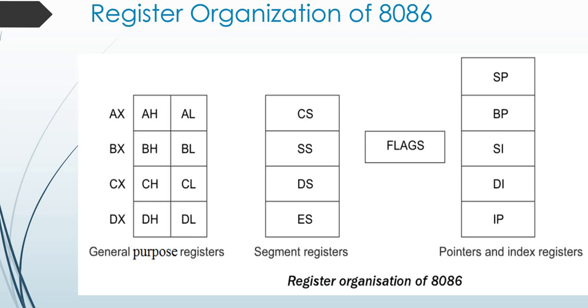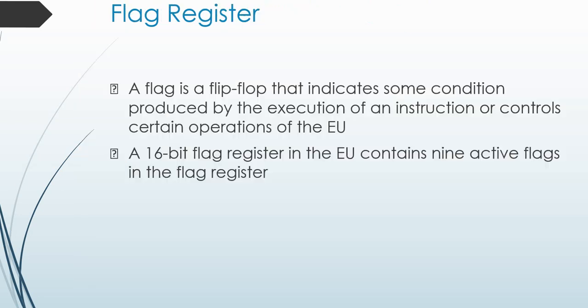Then the pointer and index registers: stack pointer, base pointer, source index, destination index, instruction pointer. These are used for indexing, whether it is a source register or a destination register. So it always points to the memory location. When I'm performing a stack operation, the SI and DI will be used for the programming.